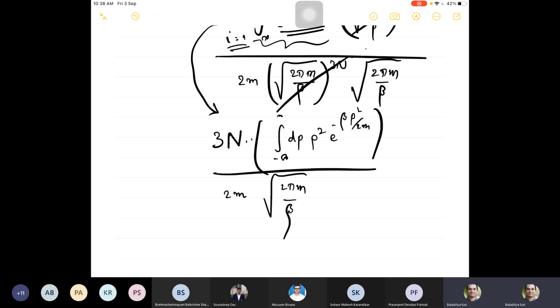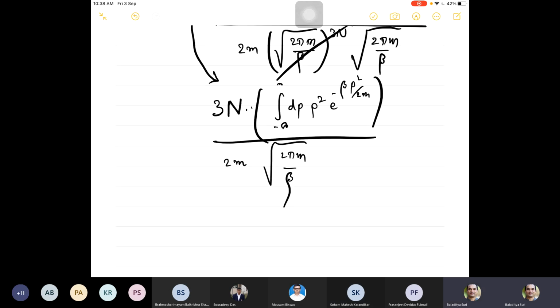We are very close to the final answer. This is the average value of energy. If only we could evaluate this integral, we are in a very good place. So let us see integral dp. We can now forget all other terms and focus our attention on this integral.